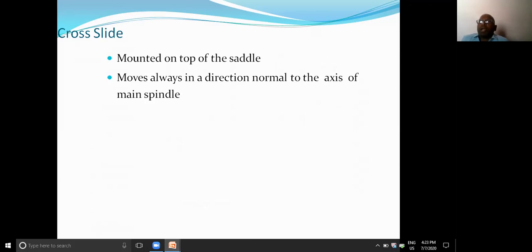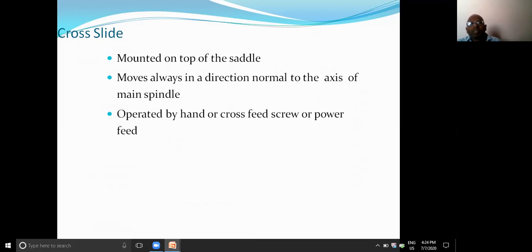What is the meaning of normal? Normal always means it is perpendicular to that particular axis. So this cross slide moves only in the direction perpendicular to the axis of rotation. At the beginning of the carriage itself, our discussion was completed regarding how motion is provided to the tool post or cutting tool. So the purpose or function of the cross slide is to provide perpendicular motion to the cutting tool. That is the main purpose of the cross slide.